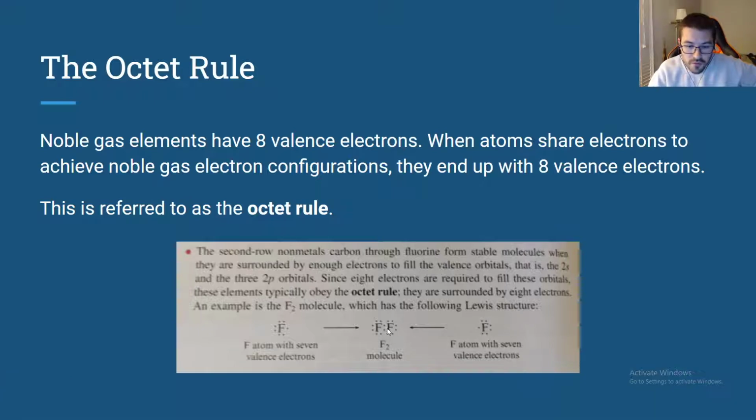Two fluorines can help each other obey the octet rule by sharing a pair of electrons between them. Okay, and there's some more examples that I'm going to show you later in the video and in the problem-solving video, where we'll see how that works exactly.